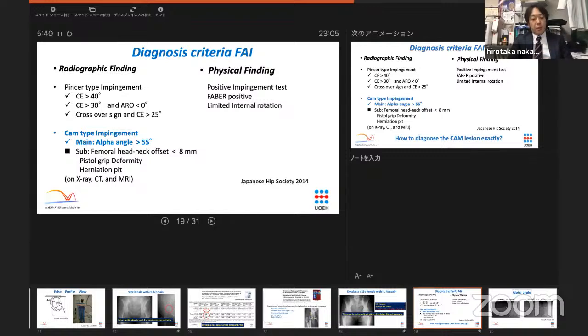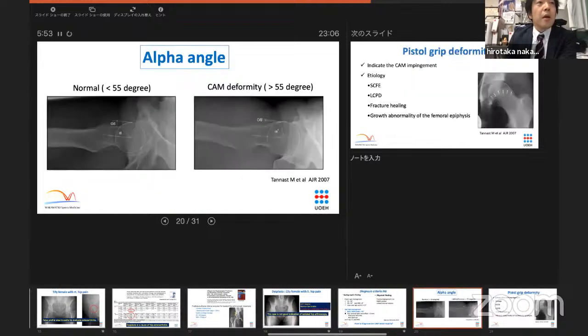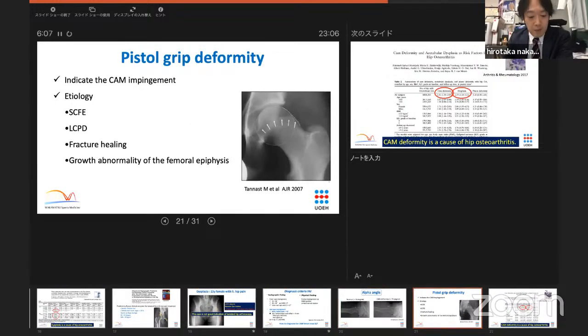Next, the diagnostic criteria of FAI. How to diagnose the CAM region exactly? Usually an alpha angle of more than 55 degrees is defined as a CAM region. And pistol grip deformity also indicates the CAM region.